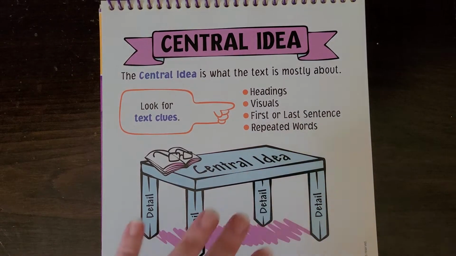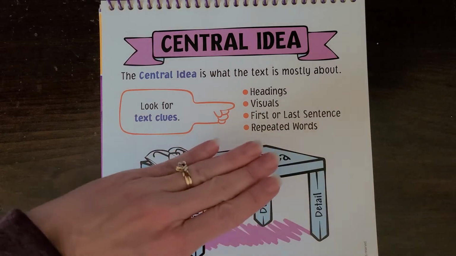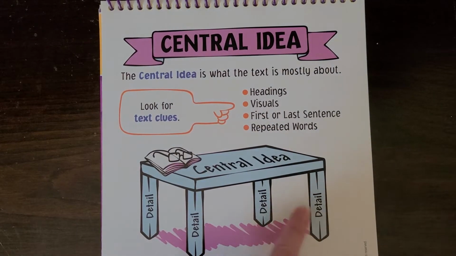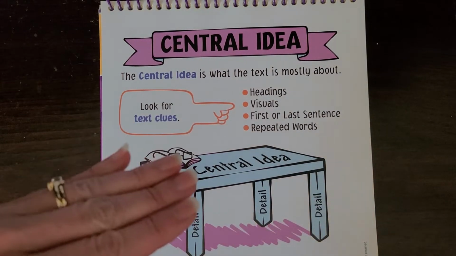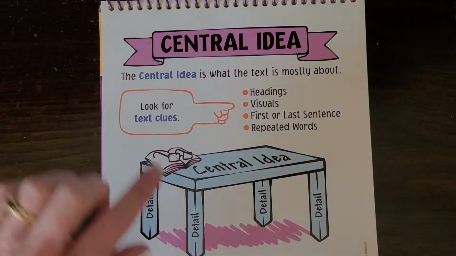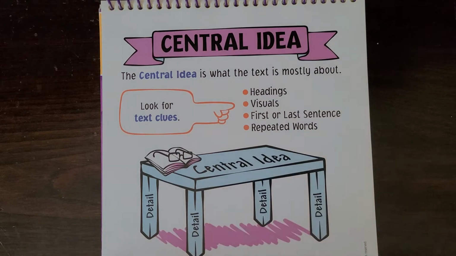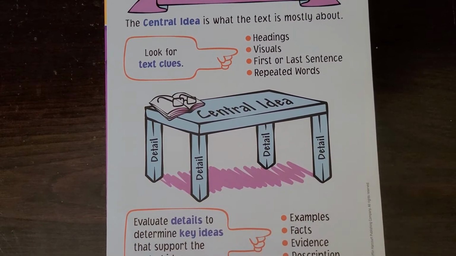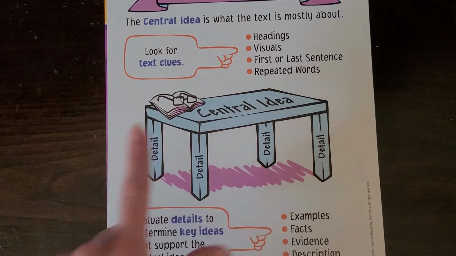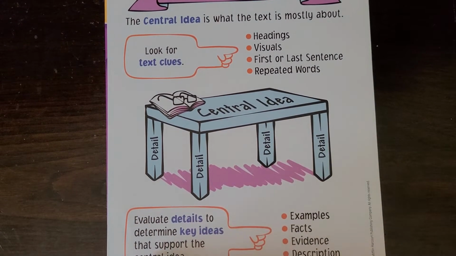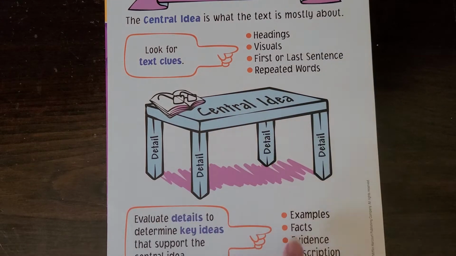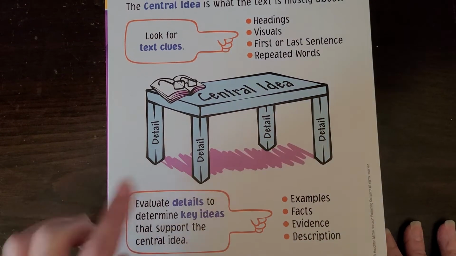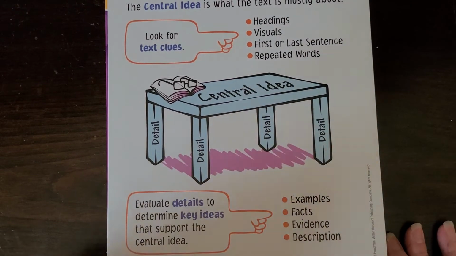The central idea basically is like a table. The central idea is like the top of the table, and the details support that. So if these details weren't there, it wouldn't be a table, it would just be a piece of board on the floor. So that's why they just showed the picture of this table. Also, we have to evaluate the details that help us support the central idea, and determine the key ideas that support that central idea. So examples, facts, evidence, and descriptions are what we use to help support that main idea.